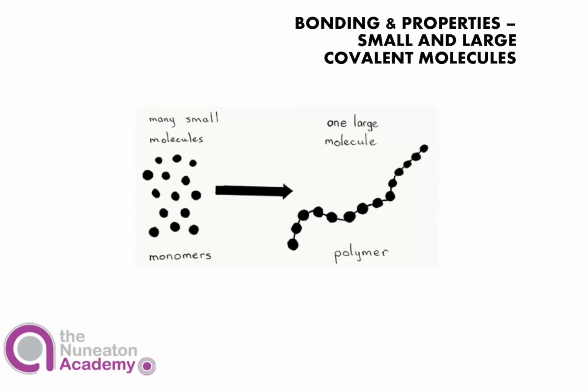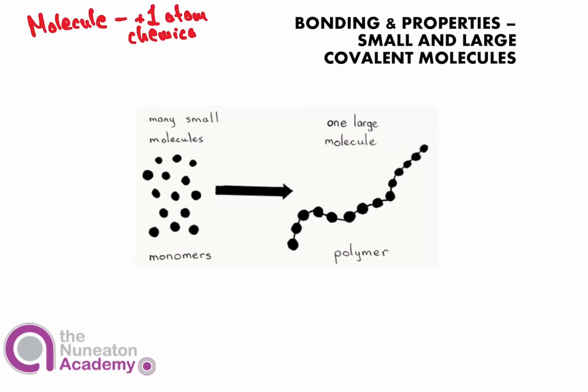So, what are the main points about small and large covalent molecules? Well, let's first start just reminding you as to what a molecule actually is, because we can often get confused about the terms molecules, atoms, compounds, elements, and use them incorrectly sometimes. So, a molecule is simply something that consists of more than one atom, chemically bonded.